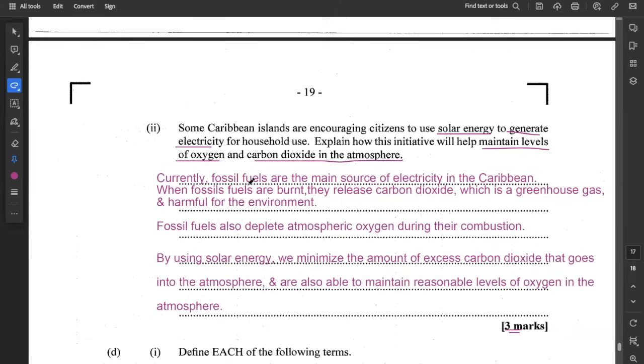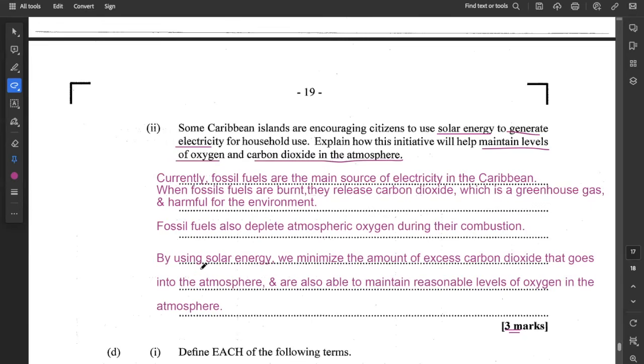So when these fossil fuels are burnt, right, they release carbon dioxide, which is a greenhouse gas, and it's harmful to the environment. We want to minimize that as much as we can. Also, the fossil fuels deplete atmospheric oxygen because when they get combusted, they're actually using atmospheric oxygen to do that. So it kind of throws us off balance, right? That's the current state of affairs.